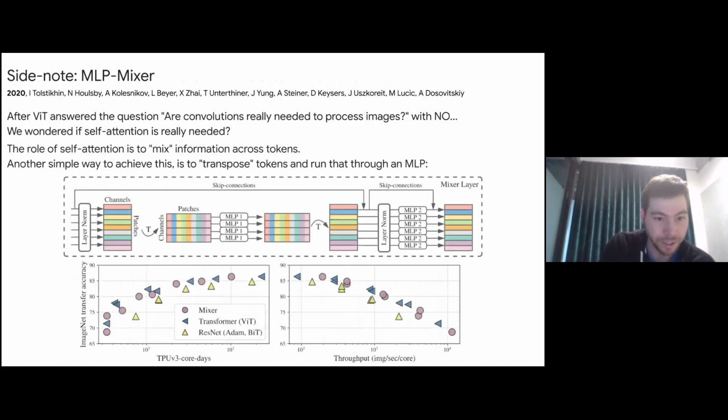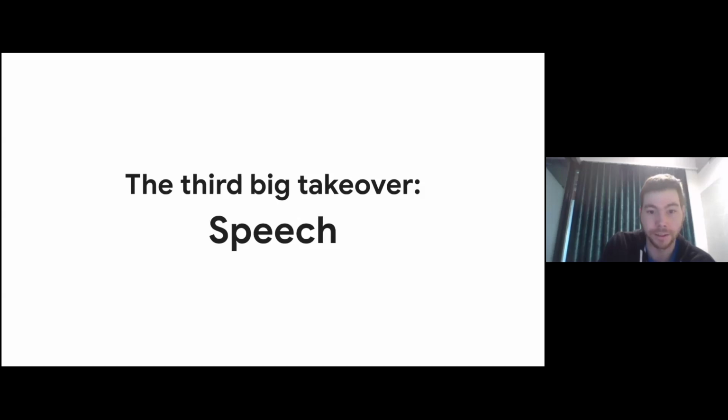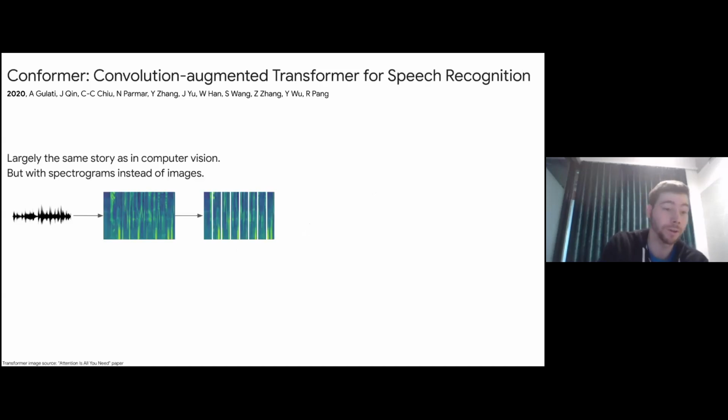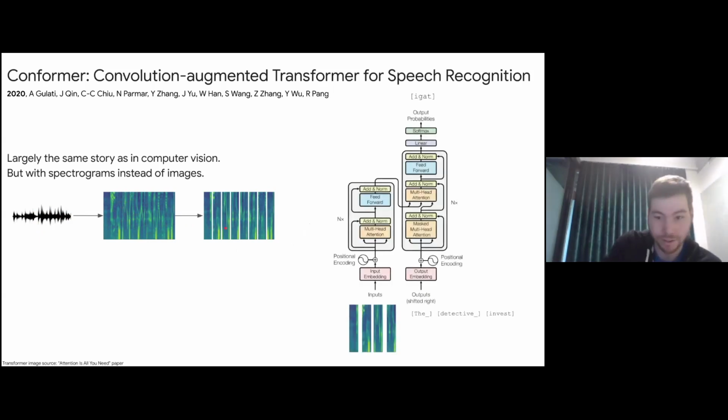I'm going to skip this side note. Then speech, basically the same story. Take your input signal, and this is a standard transformation done in speech. Transforming to a Mel spectrogram is another representation of this waveform. And then cut this spectrogram into pieces. In this case, these are all slices, and then send these into a transformer.